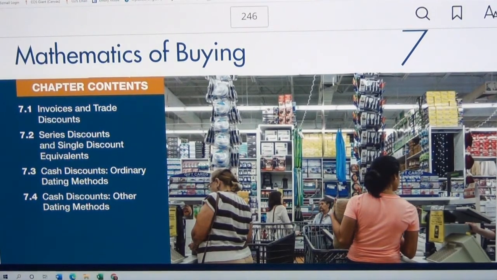Okay, so today we're going to talk about the mathematics of buying. That is chapter 7. The specific chapter contents are going to be 7.1 invoices and trade discounts, 7.2 series discounts and single discount equivalents, 7.3 cash discounts, ordinary dating methods, and 7.4 cash discounts, other dating methods.